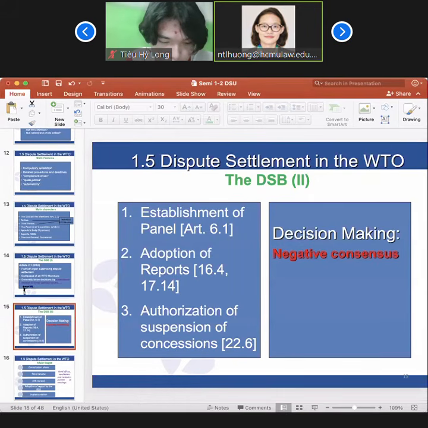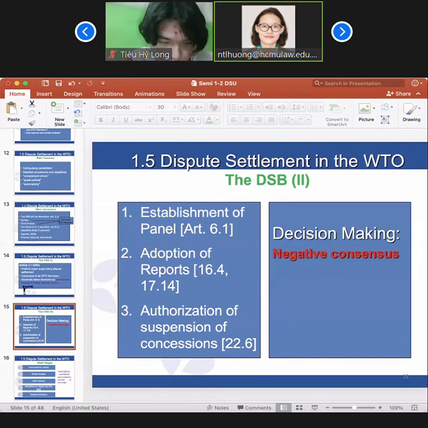And so the result of the dispute settlement procedures equals 0. This step is super important in the system, and they apply negative consensus. We may go very slowly through this step, so you don't need to worry about that.